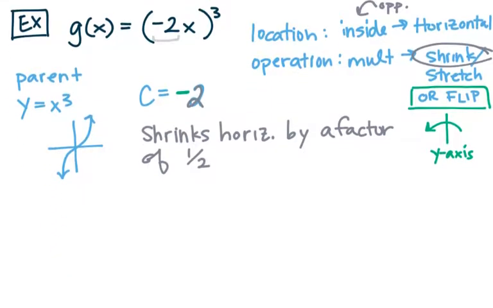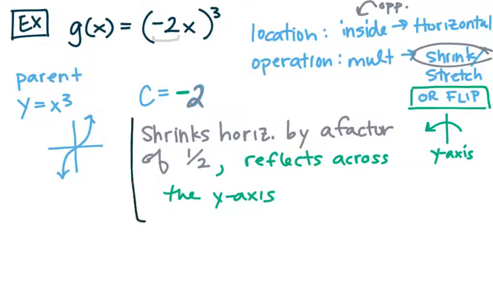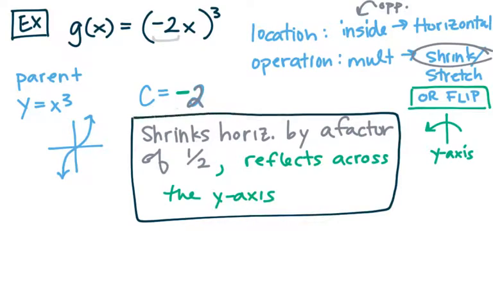So the negative isn't part of the shrinking. The negative tells us that it reflects across the y-axis. We have a horizontal reflection. So this is the answer we would be looking for. If we were treating that as an ordered pair, my x value would actually be divided by negative 2. So it's shrinking. We have that inverse relationship. And then the y value would stay the same.